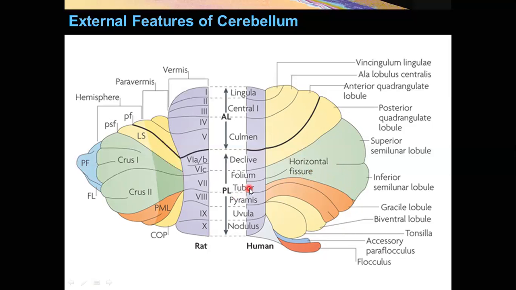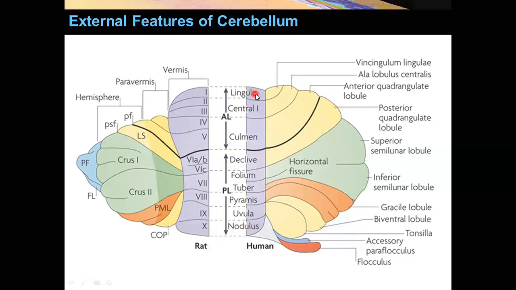And then for the tuber, it is the gracile lobule. For the pyramis, it is again the gracile lobule. For both tuber and the pyramis, it is the gracile lobule. Then for the uvula, it is the biventral lobule and the tonsil. For the nodulus, it is the flocculus.